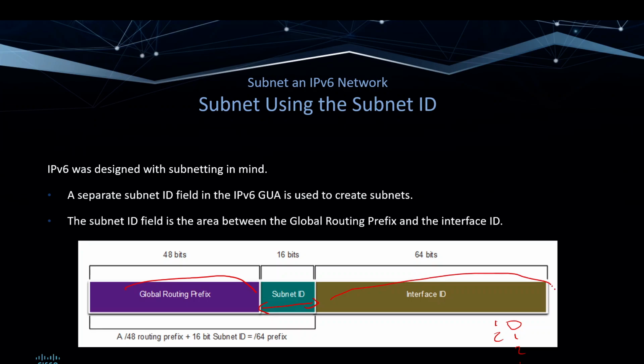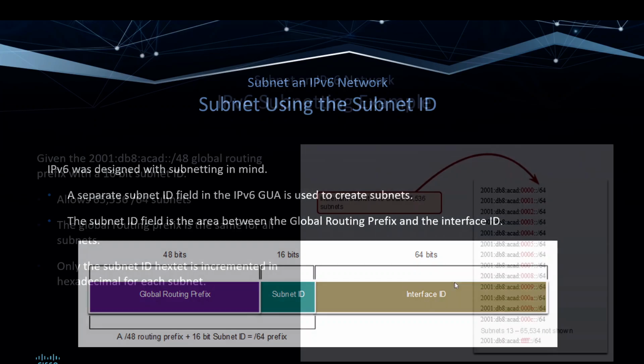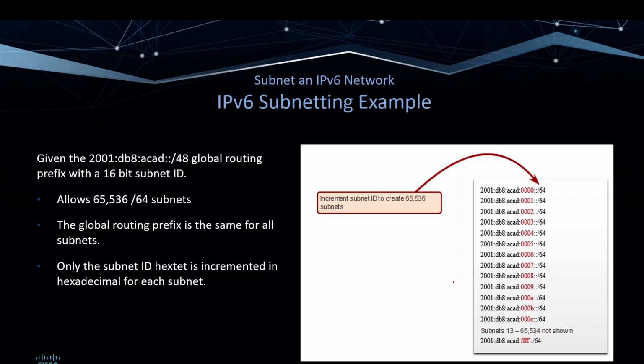And you don't need to worry about the interface ID, because it is added by the host itself, either by inserting FFFE right in the middle of the MAC address, which is called extended unique identifier, so remember FFFE for the exam as well, or by using a randomly generated 64 bits. So as you can see, this allows 65,536 subnets.